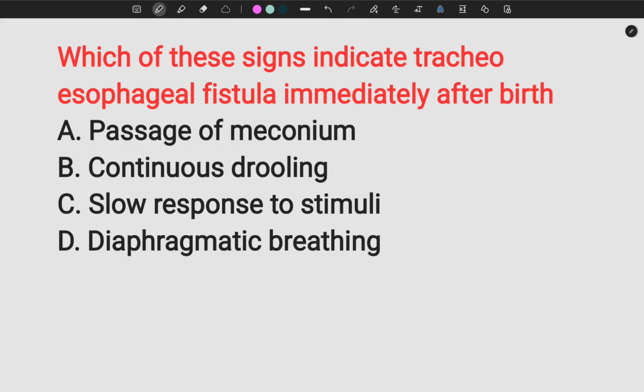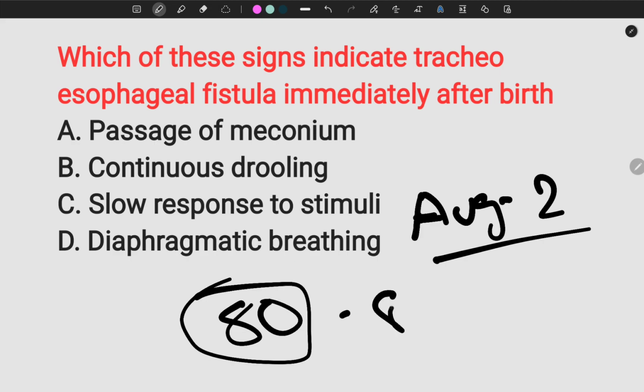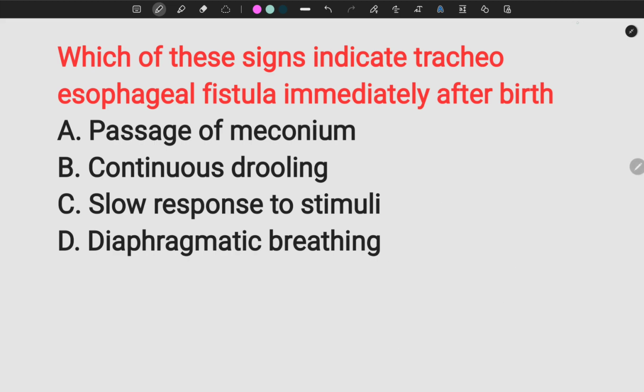So in this video we will see some of the important questions for the Telangana MHSRB examination. We know that the exam will be on August 2nd, so we need to prepare as much as possible. In this exam we are going to write 80 questions in 80 minutes, so we need to allot one minute for each question. Time management is very important. Anyhow, let's continue the topic.